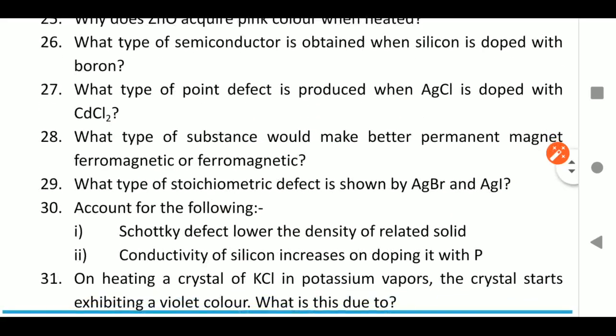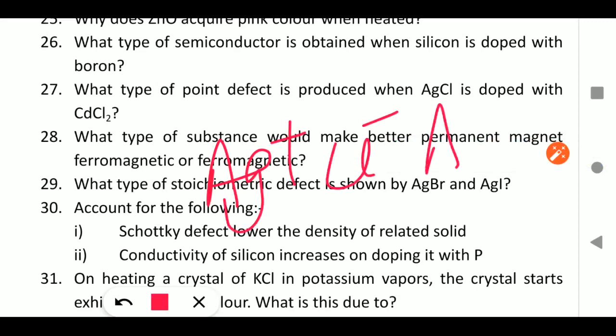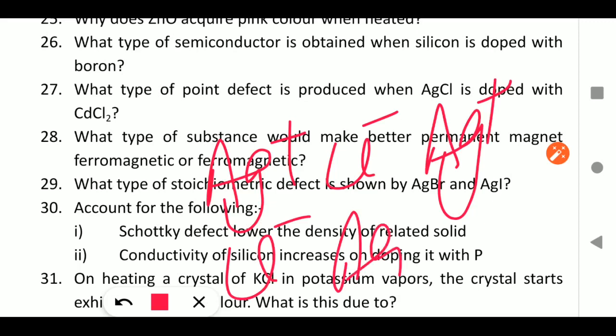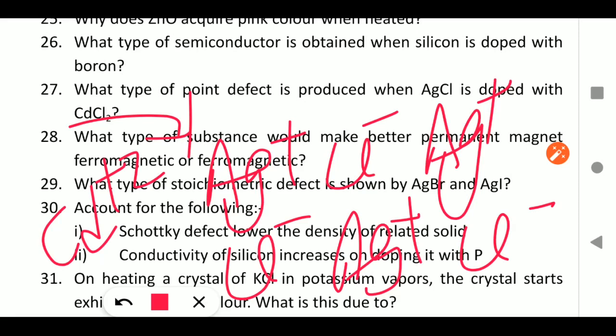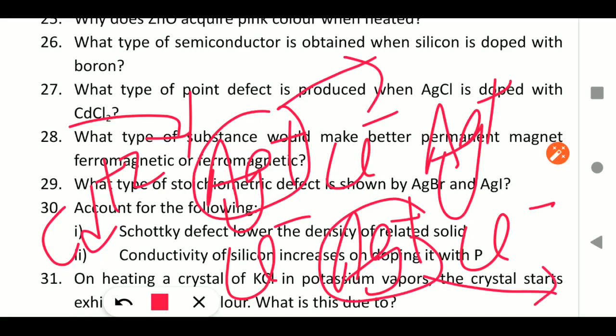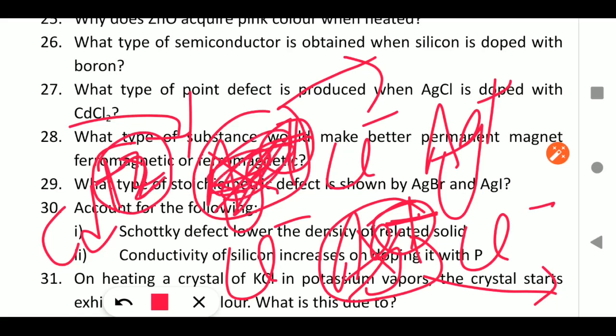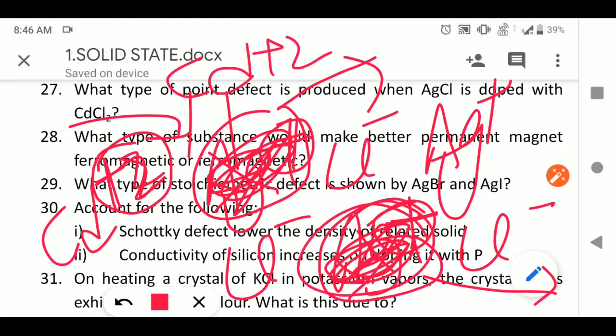The 27th question is, what type of point defect is produced when AgCl is doped with CdCl2? So AgCl, I am forming a crystal. When AgCl is doped with cadmium chloride, students look here, cadmium has 2 units of positive charge, so it will replace 2 Ag. After removing them it takes their place, and one cadmium is enough. Look here, how much charge does one silver have? 1 unit. The other has 1 unit positive charge. So the 2 units of positive charge that it carries alone, it will remove these from here, make this one disappear, and place only one cadmium here. So here you can see a vacancy.